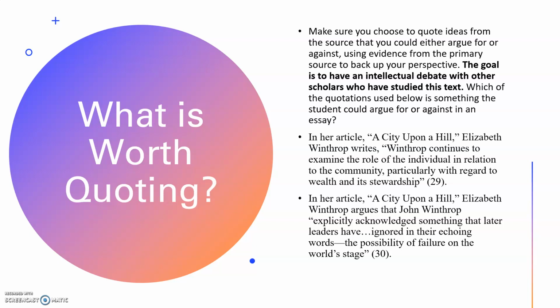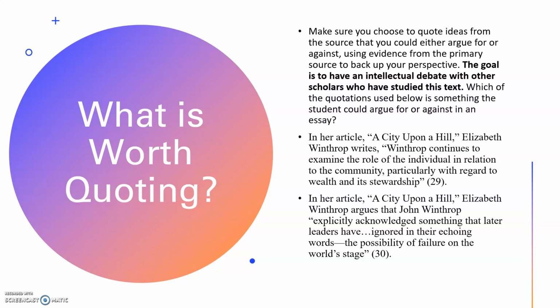So let's look at these two quotations from the same article, and just a caveat here. The article is about a sermon by John Winthrop called A City Upon a Hill that you may study in early American literature. But the article is also called A City Upon a Hill, and Elizabeth Winthrop is the author. She's a contemporary researcher. So that little caveat is important just because the authors' names are so similar and the title here is similar too.